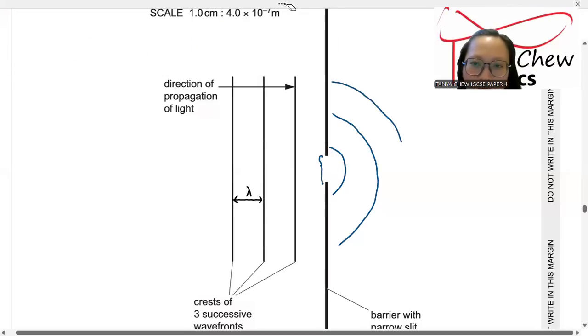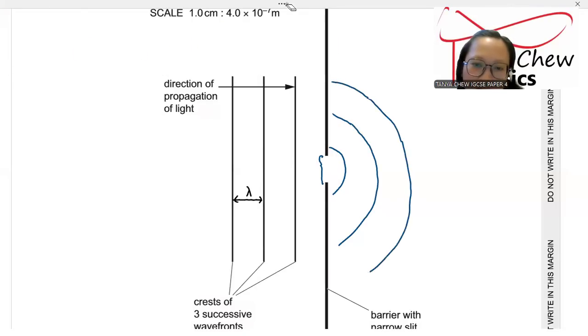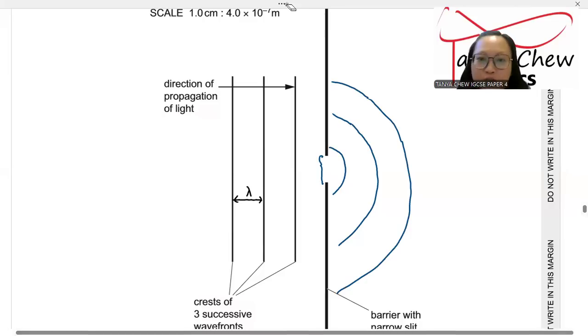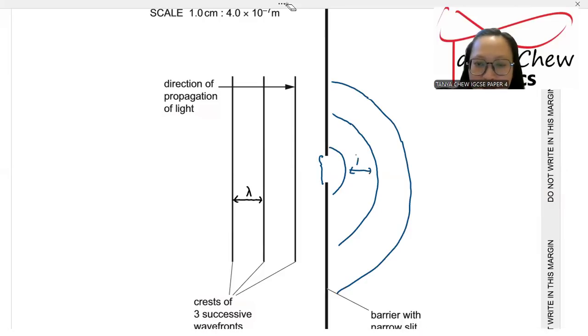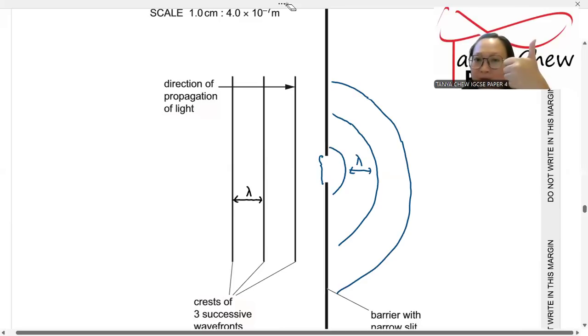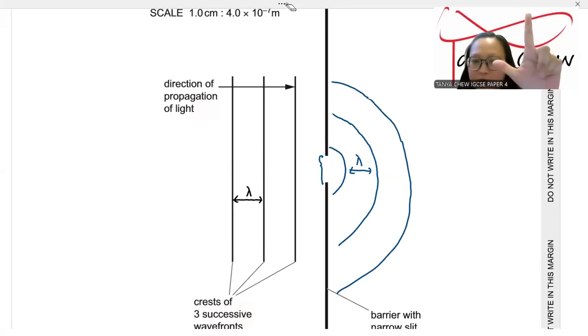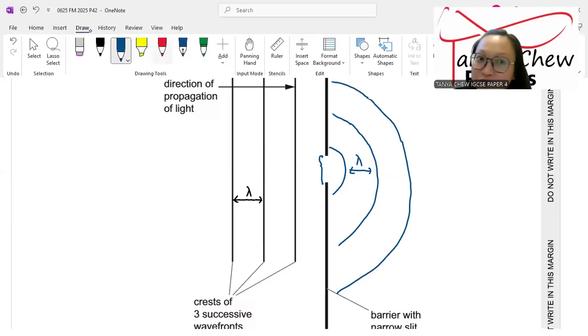Okay, circular wave like this. Can you see that? Make sure that this lambda is almost constant from the naked eyes, right? Pattern, 1 mark. No change in the wavelength, constant after diffraction, 1 mark. And the third mark, do you know how to get?